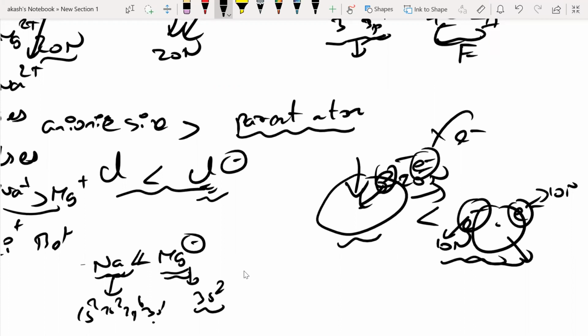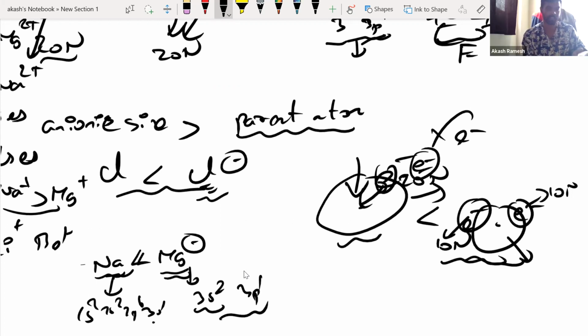Sir, how is Mg 3s2? Oh, sorry, proton. It's 3p1. Yeah, 3s2 to 3p1, whatever it is. The answer is correct.